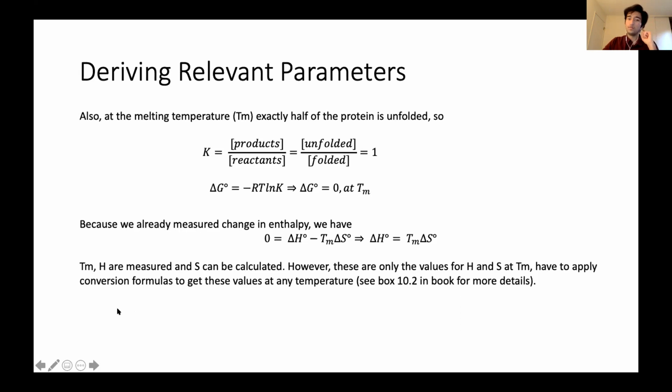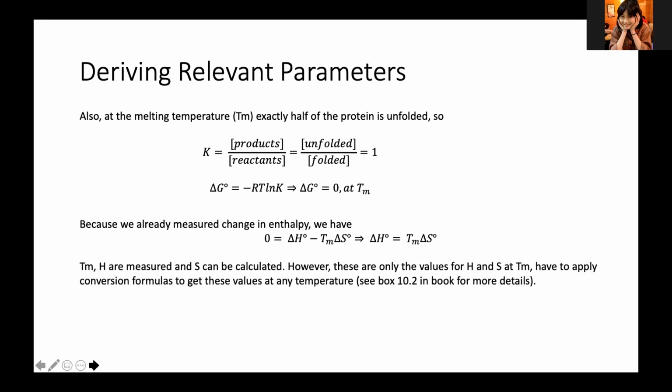And just one more time to reiterate the caveat, these delta H and delta S terms only apply at the specific melting temperature. If you wanted to convert it back to, let's say, 25 degrees Celsius, there are 2 equations in box 10.2 of your textbook that will handle the conversion. In my experience, I don't think you'll be asked to do that on a homework or exam, but in case, that's where you can find it. I think conceptually understanding this process is a little bit more important. Any questions so far?